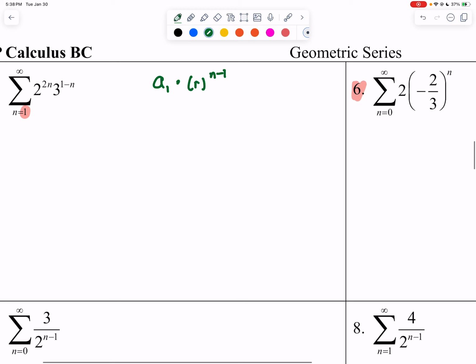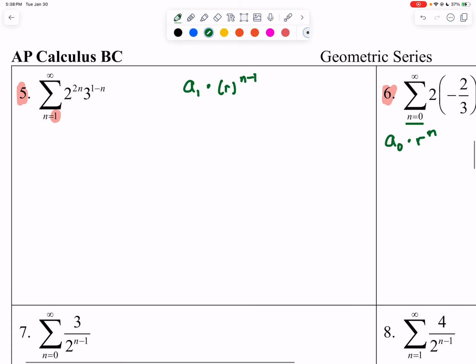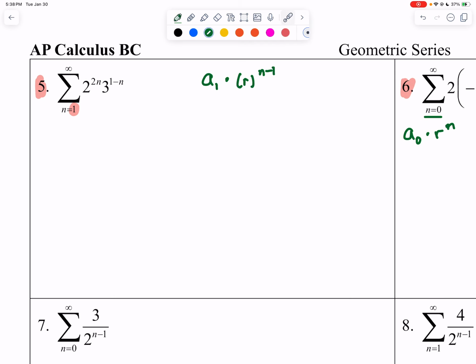Now number 6, because your series starts at 0, your formula is going to be a sub 0 times r to the n. So whatever your starting term is, you want to make sure that this matches up with the exponent.